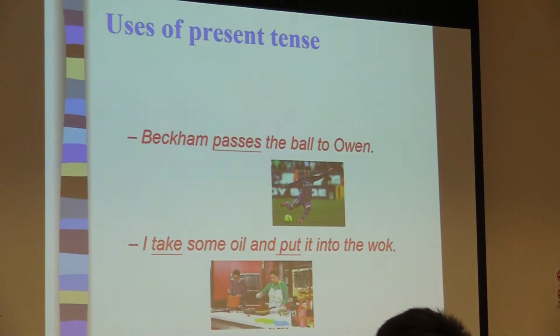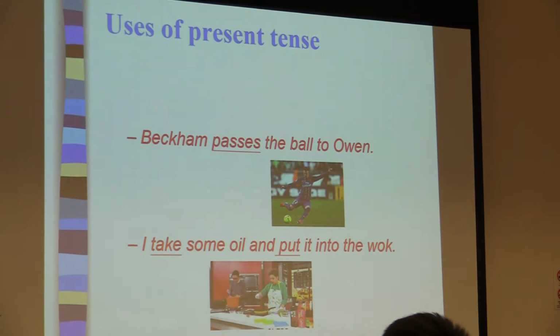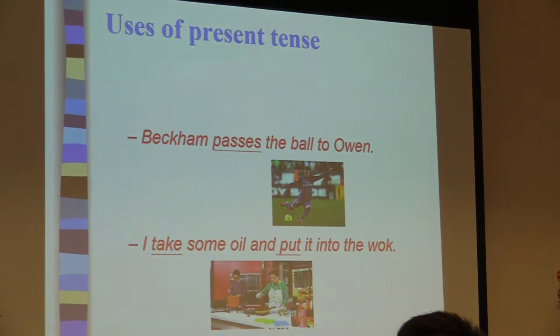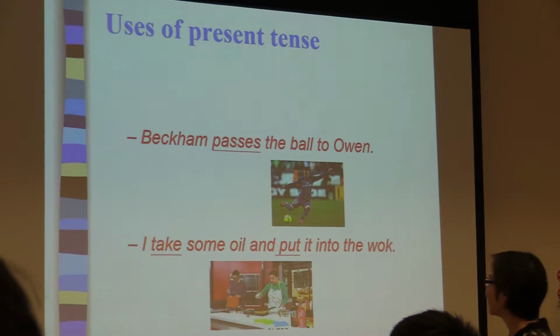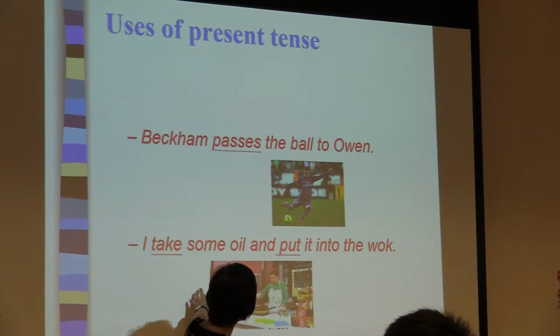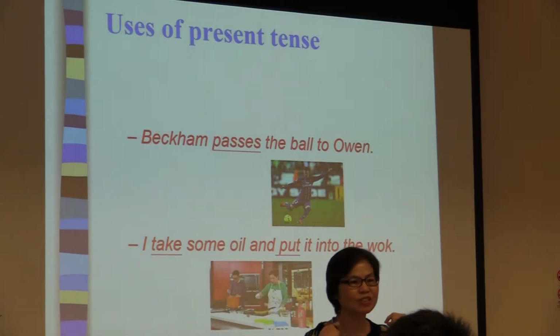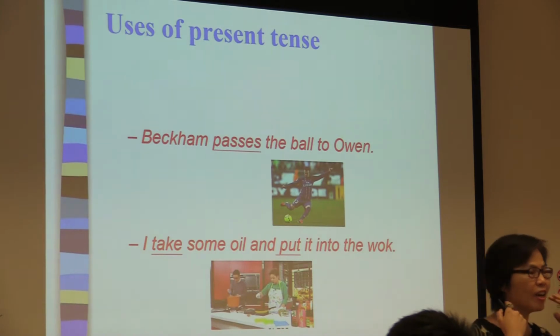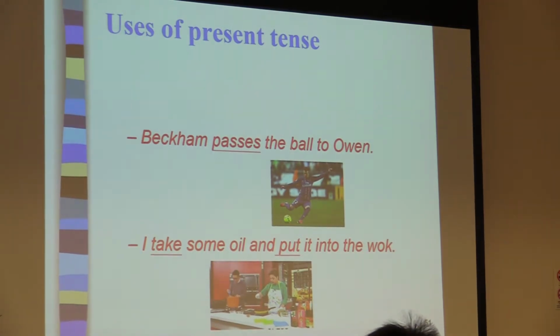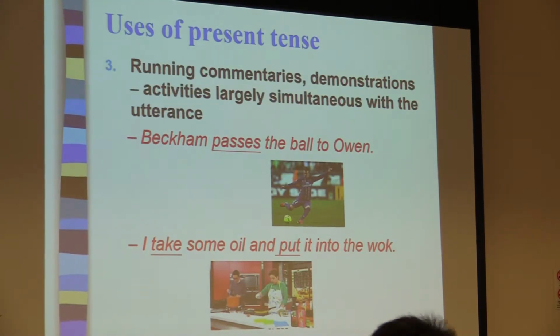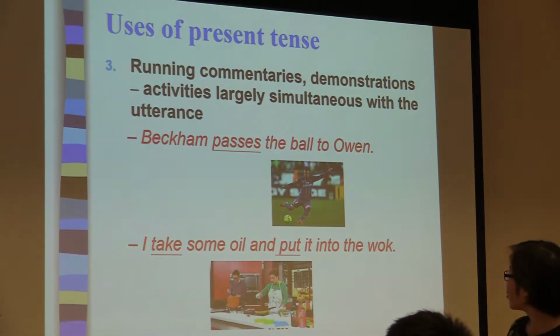Then how about this? Beckham passes the ball to Owen. And like Fei Ma there, showing how to cook something, a demonstration: I take some oil and put it into the wok. So you see, this is something simultaneous. The actions are simultaneous when you are speaking, saying this. So that's a kind of learning commentaries or demonstrations, activities that are largely simultaneous with the utterance. When you make the utterance, you are doing that.